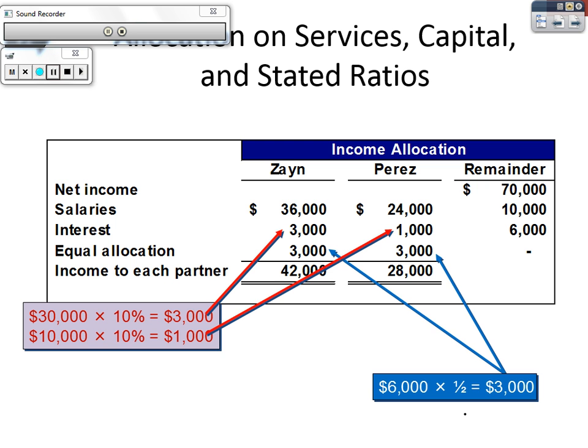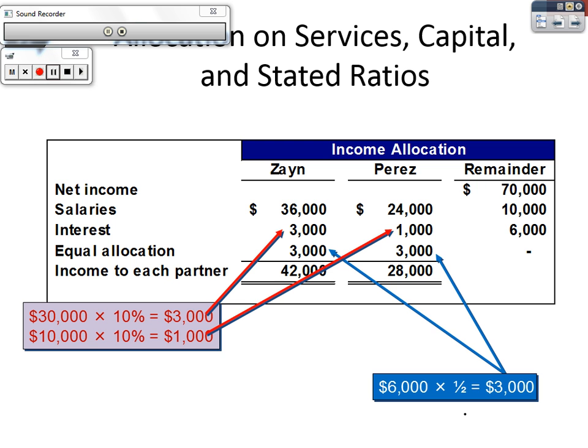So we got three things going on here. One, they get a salary allowance. Two, they get interest allowance. And three, they split whatever's left equally. Salary, 36,000 and 24,000. Notice the 70,000 net income up here. So subtracting, 70,000 minus what? 36,000 minus 24,000. What's left is 10,000, right?